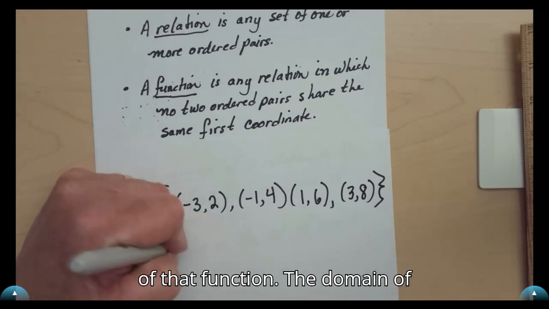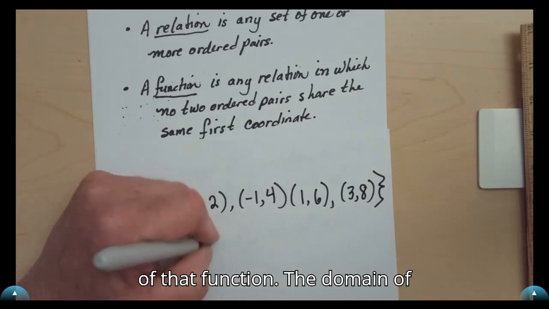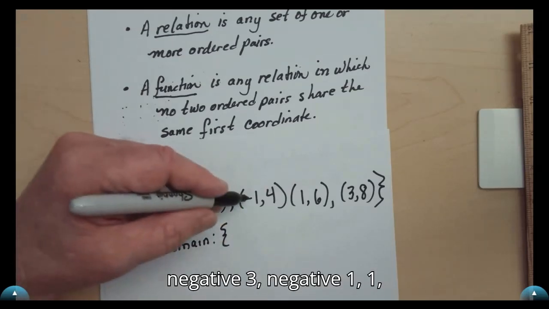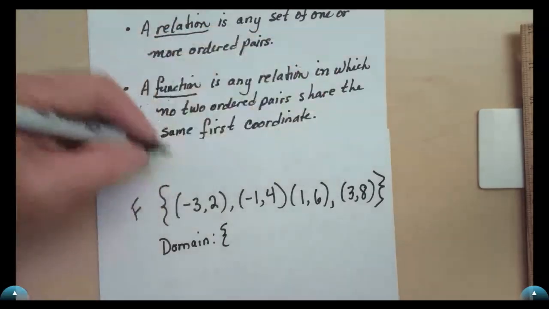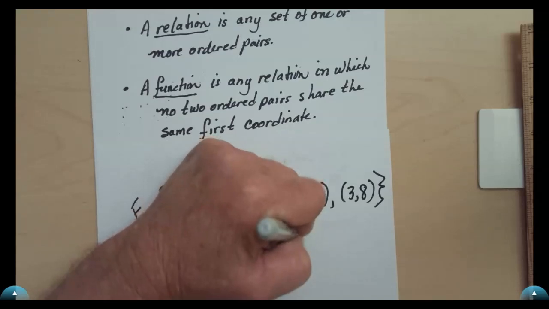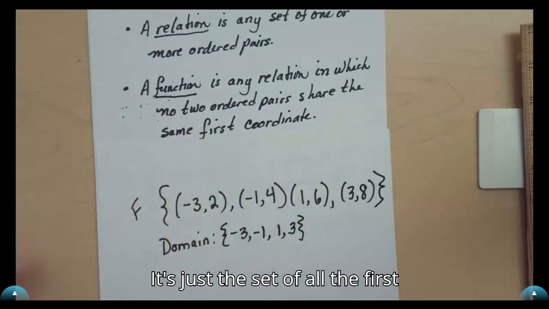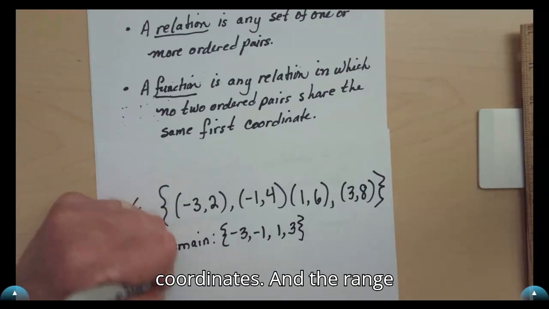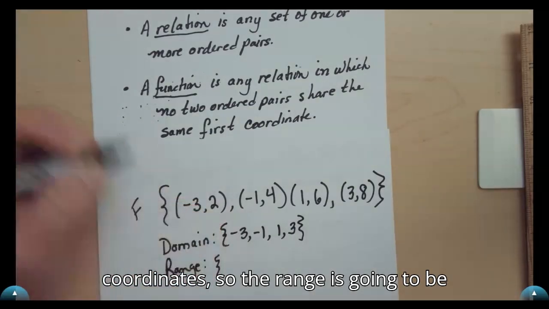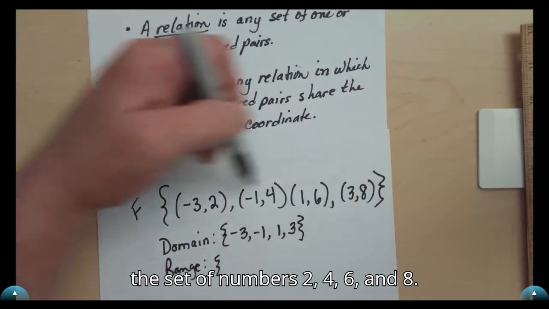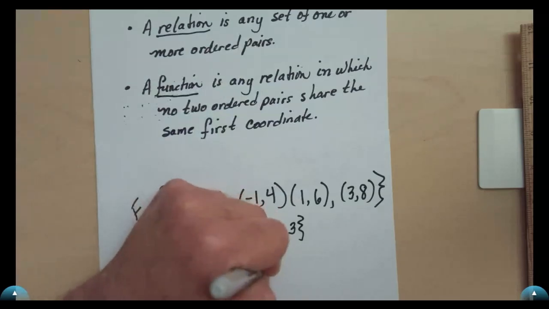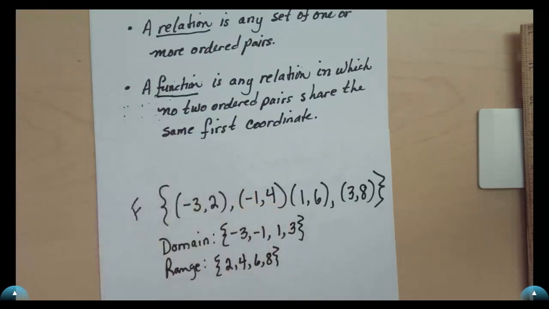The domain of that function is just the set of numbers -3, -1, 1, and 3. It's just the set of all the first coordinates. And the range is just the set of all the second coordinates. So the range is going to be the set of numbers 2, 4, 6, and 8. Everybody see that?